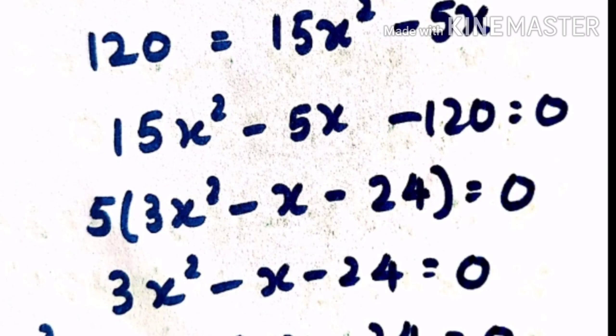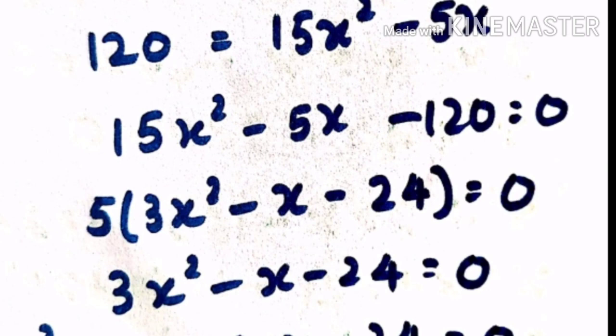Then I take 120 on the right side. It becomes 15x square minus 5x minus 120 is equal to 0. Now check this equation. Is it all in multiple of 5? Yes. So we can take 5 common. In the bracket 3x square minus x minus 24 is equal to 0. Now this 5 will go in the denominator of 0 and it becomes 0. And on the left side I have 3x square minus x minus 24. Now this is our standard form of quadratic equation.